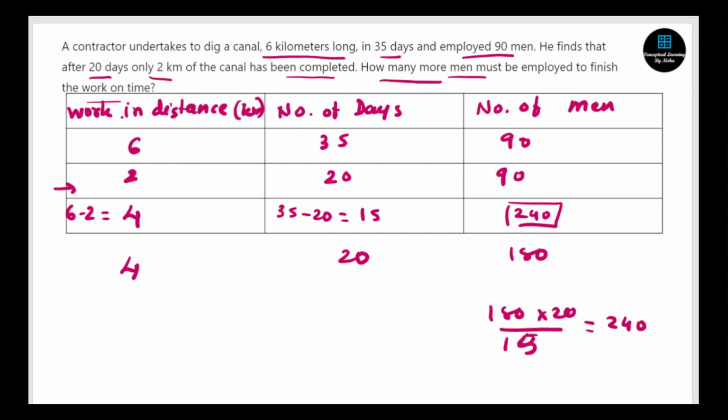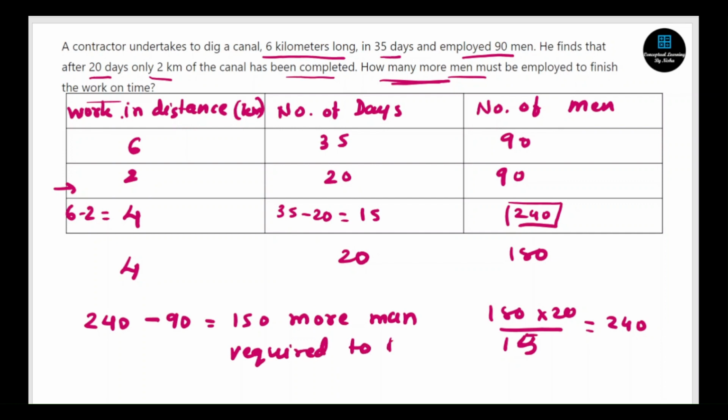But they are asking how many more men must be employed. 90 are already there. So 240 minus 90 equals 150 more men required to complete the work. I hope you get that. Alright.